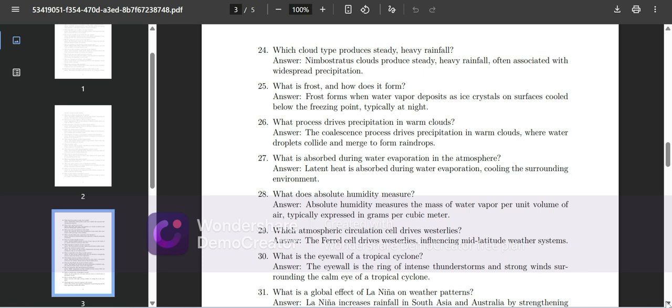Which atmospheric circulation cell drives westerlies? The Ferrel cell drives westerlies, influencing mid-latitude weather systems.